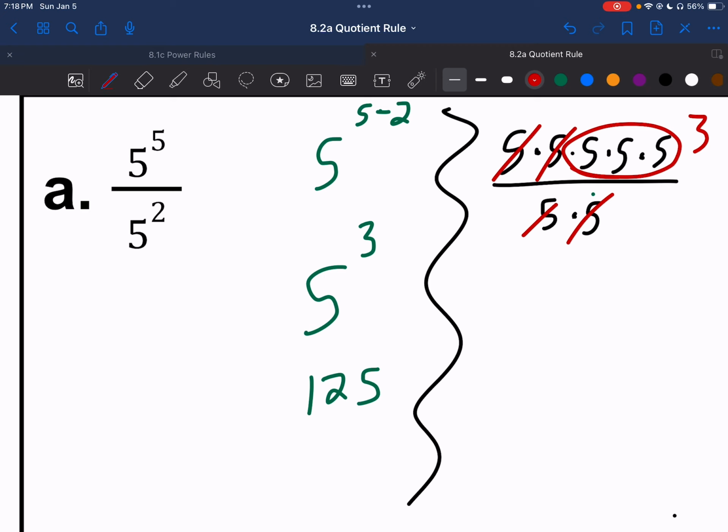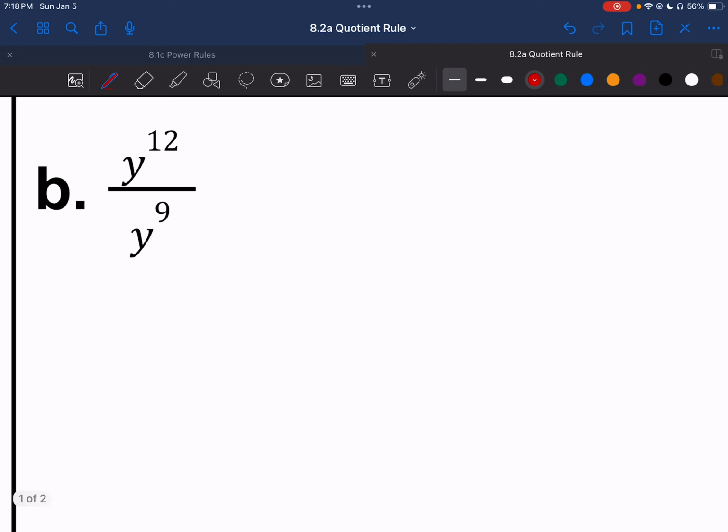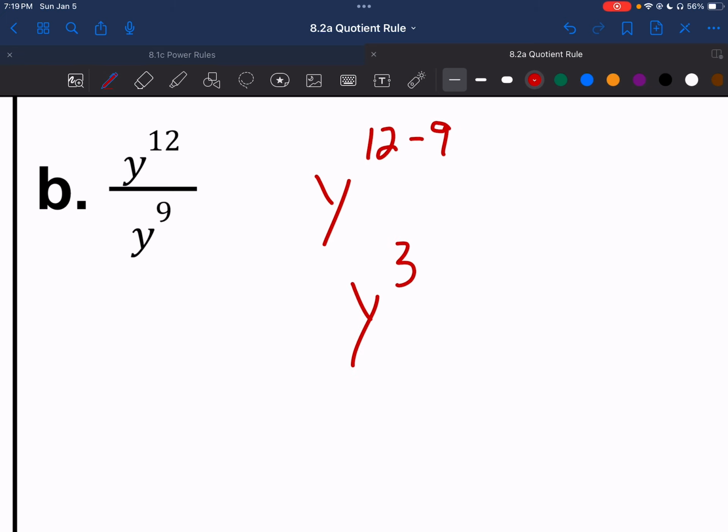All right, so let's look at letter B. We have y to the 12th over y to the 9th. So we've got y to the 12 minus 9, which gives us y to the third power.